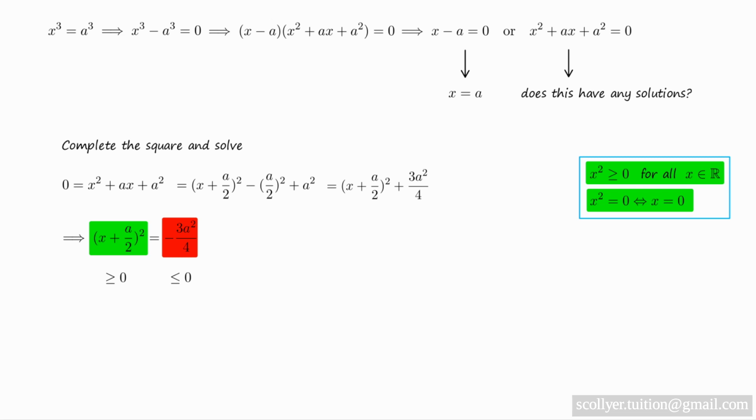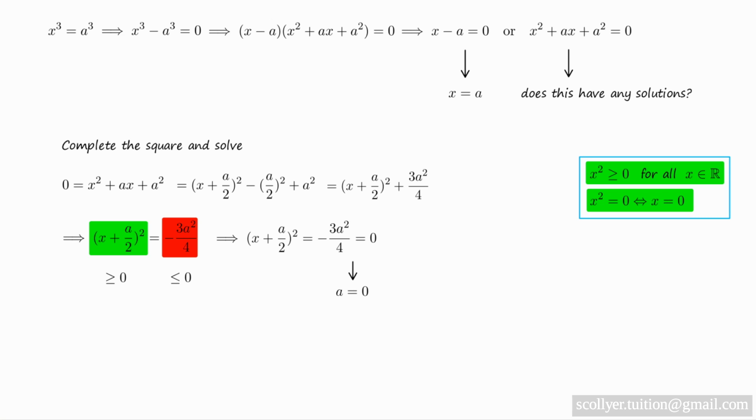Because if (x + a/2)² was greater than 0, it could not be equal to a quantity less than or equal to 0. And a similar argument applies for −3a²/4. And so we have that (x + a/2)² = −3a²/4, and both equal 0. And we solve the equation on the right to find that a = 0, bearing in mind the second important fact marked in green, x² = 0 is equivalent to x = 0.